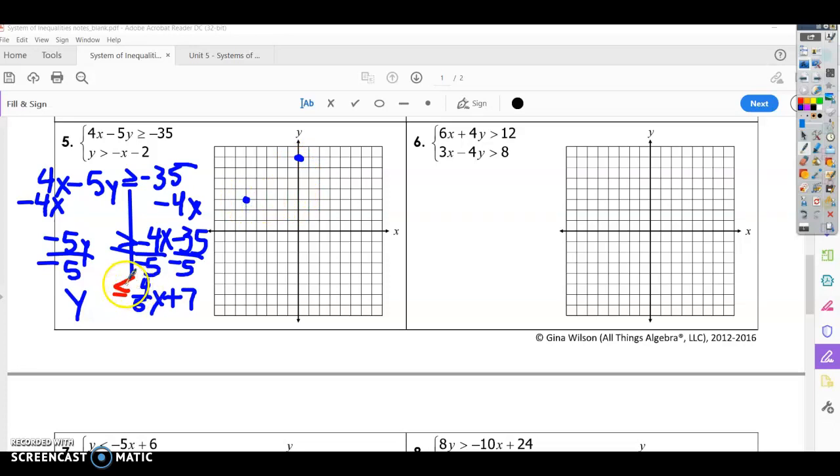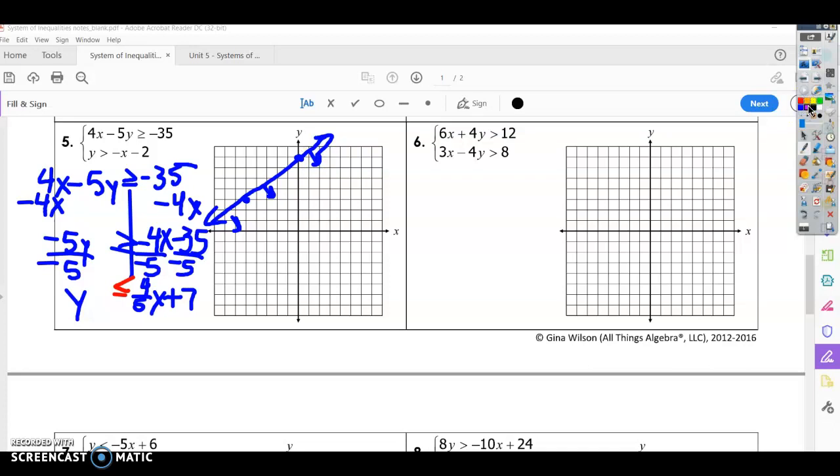All right, this has less than or equal to. So first thing I know is it's going to be a solid line. And less than or equal to means it's going to be shaded in this direction. So I'm just going to put arrows there to remind me that that goes down.